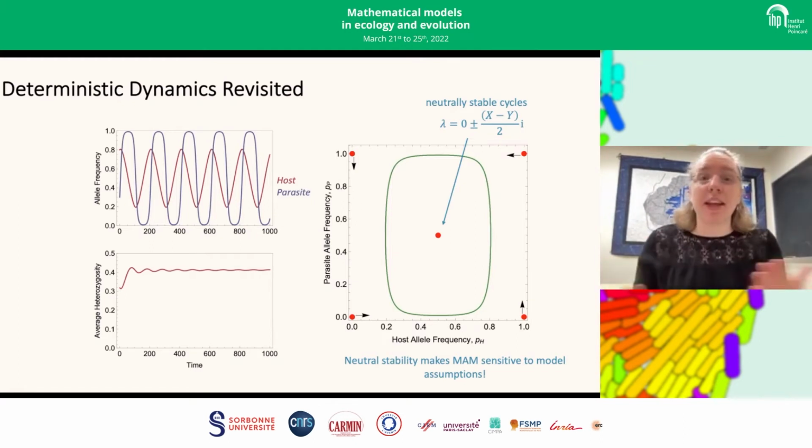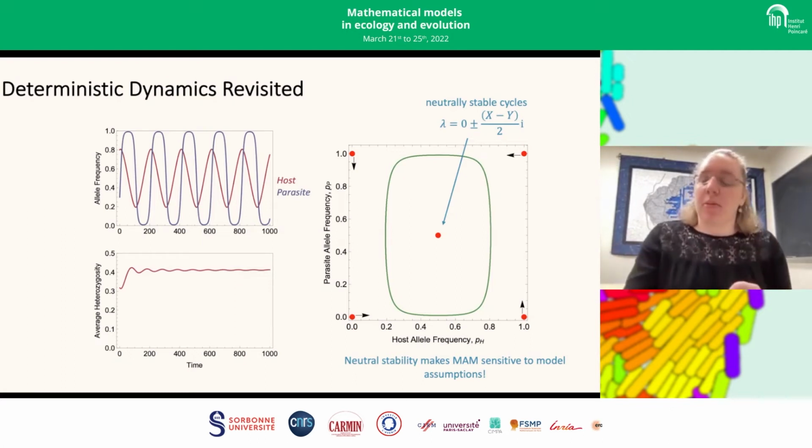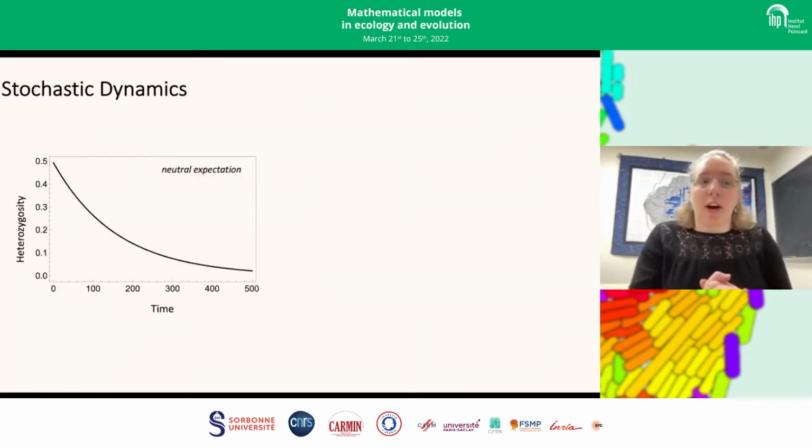And as we'll see in the rest of this talk, the fact that you're on this knife edge makes the matching alleles model particularly unwieldy because it's very sensitive to any other types of assumptions or perturbations that you can make to the model. All right, so that's the deterministic dynamics. But we're interested in comparing heterozygosity to drift. So let's talk about what happens in the stochastic world.